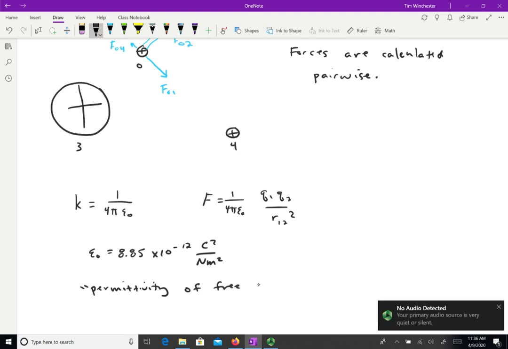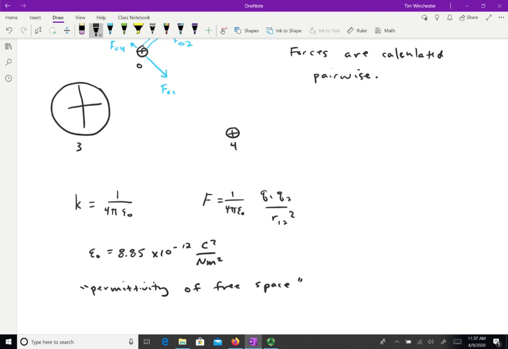And the reason for that is a little mysterious right now. It'll make a little more sense in a week or two, because if we were calculating the force and there wasn't just empty space between the particles, if the particles were underwater or something, it turns out that the force would be a little different, and by thinking of epsilon naught as a property of empty space or a property of some material, we can then make that sort of adjustment.